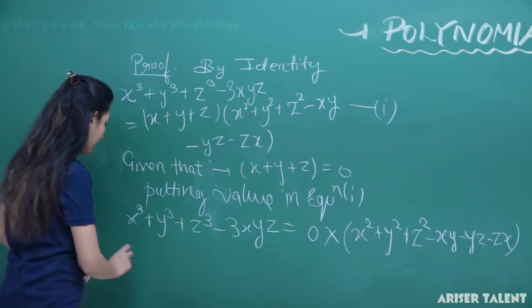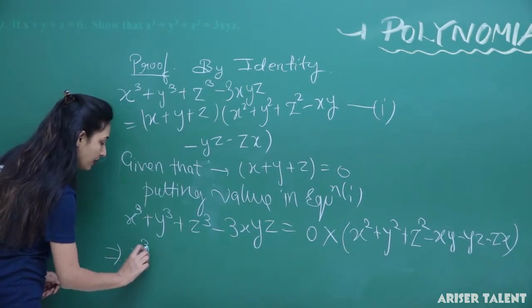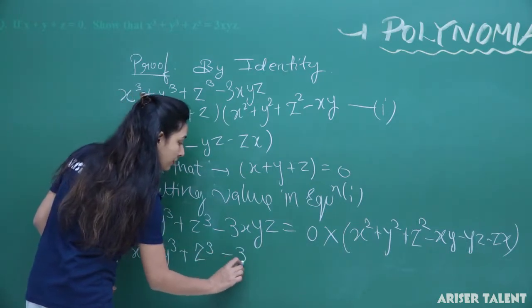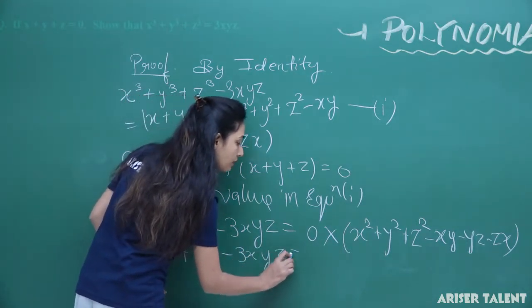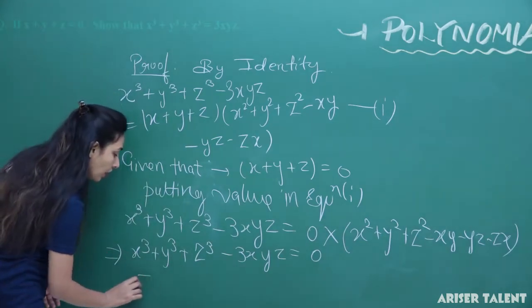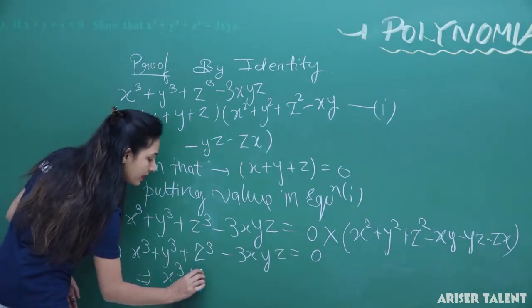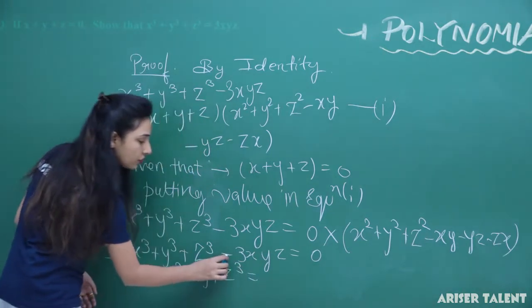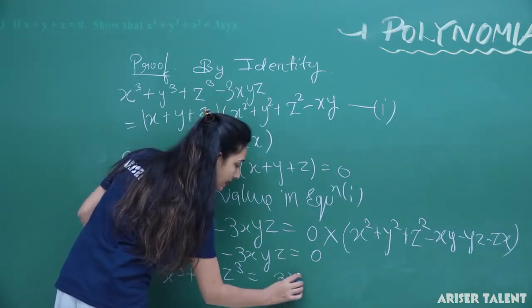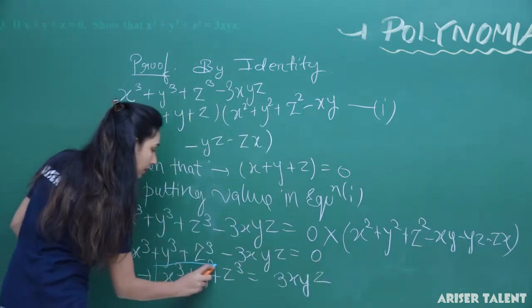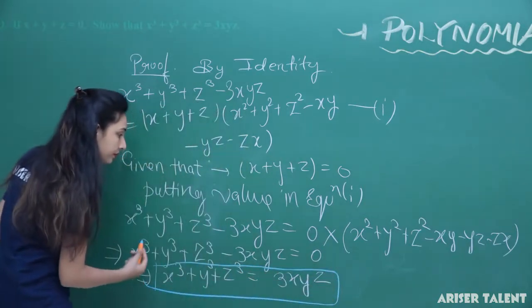So, now that will be x cube plus y cube plus z cube minus 3xyz equals to 0. 0 multiplied by something is 0. Okay. So, now this is x cube plus y cube plus z cube that will be equals to, transposing, 3xyz there. So, students, hence proved.